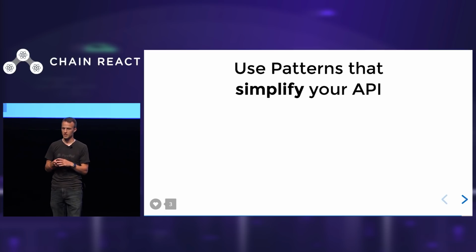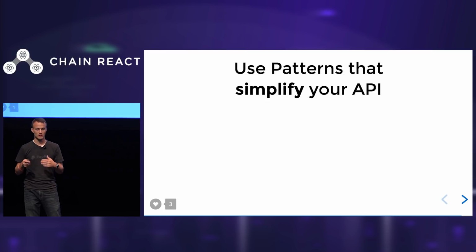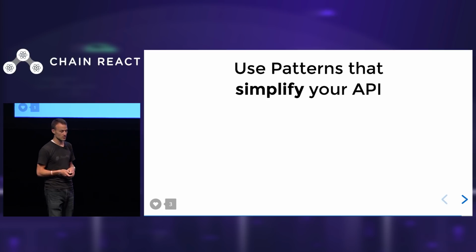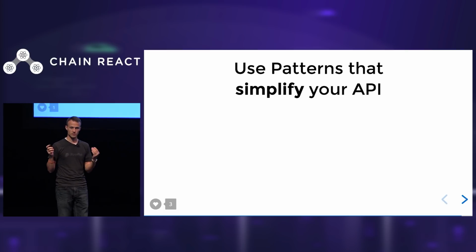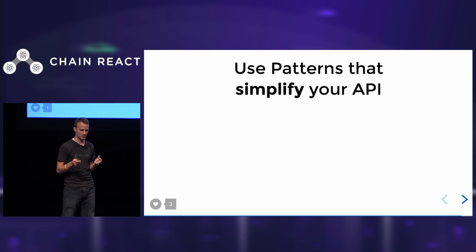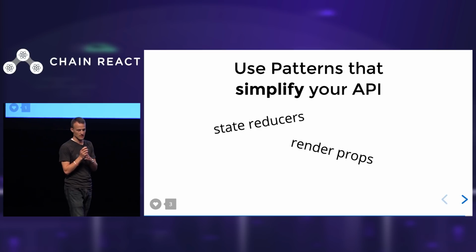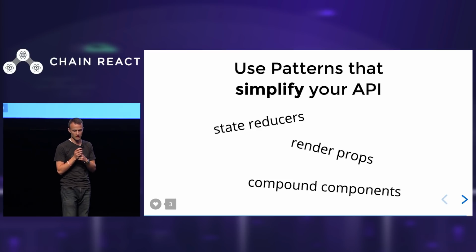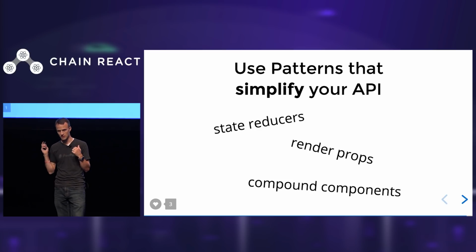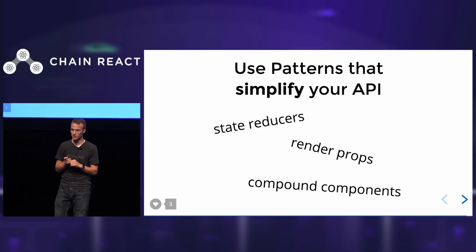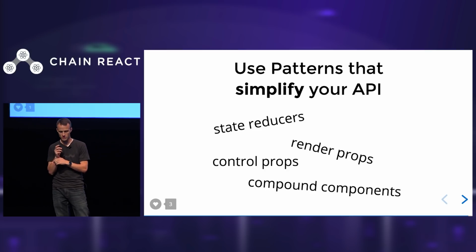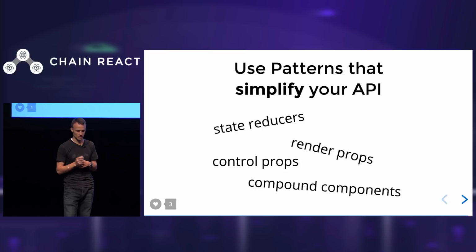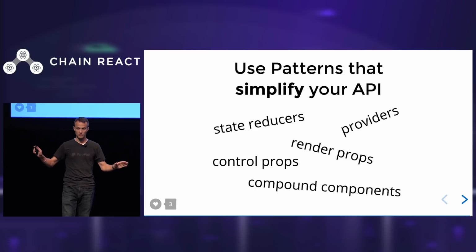So the whole point of this talk is I want to encourage you to learn about and use patterns that simplify your API, the API of your component, as well as the implementation. So some of the patterns that we looked at and some of the patterns I'm excited about: render props, state reducers, compound components. We didn't look at those, but those accordions are a pretty good use case for compound components. Control props, really, really powerful. The provider pattern, and there are a bunch more.